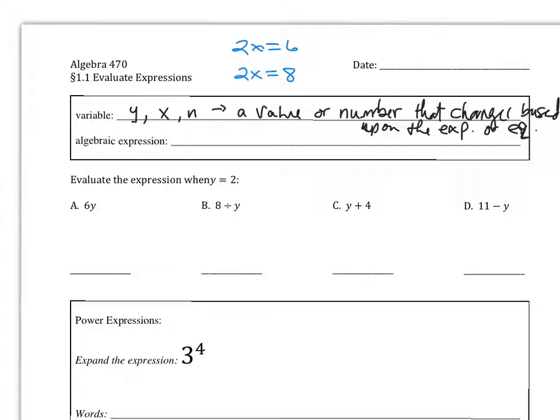Okay? All right, so an algebraic expression. You got 6y, 8 divided by y plus 4, 11 minus y. What would be an algebraic expression? And, you know, I'm not looking for a formal definition. So you don't have to look it up on Wikipedia. You don't have to look in a book. Just put it in your own words. And the reason why I want you to put it in your own words is because it'll mean more to you than trying to memorize somebody else's terms, okay? So 6y, 8 divided by y, any ideas?